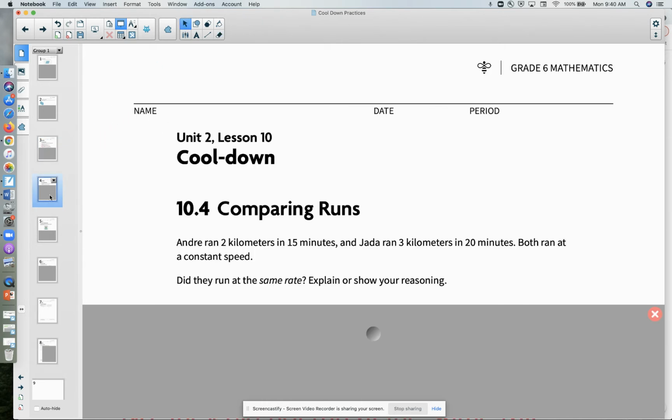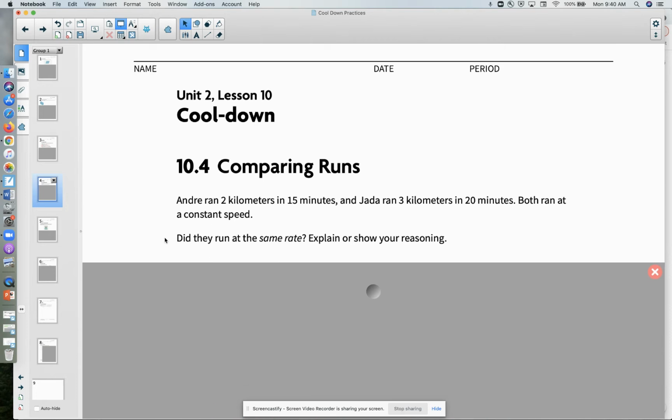Okay, number 4. Andre ran 2 kilometers in 15 minutes and Jada ran 3. Both ran at a constant speed. Did they run at the same rate? Explain or show your reasoning. So think about it. When you're ready, unpause the video.